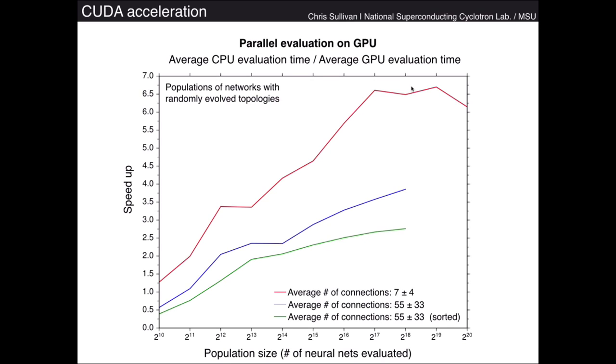On the other hand, if we compare with the cases in which the networks diverge from one another more significantly, you can see that while there still is a speed up, the speed up is limited significantly. And this is coming exactly from control divergence in the GPU, because the way we're doing this is that each thread is evaluating its own network. If one network has many connections and another network has few connections, then each thread has a different amount of work, and because of the vector processors on the GPU, this will create a substantial amount of control divergence.